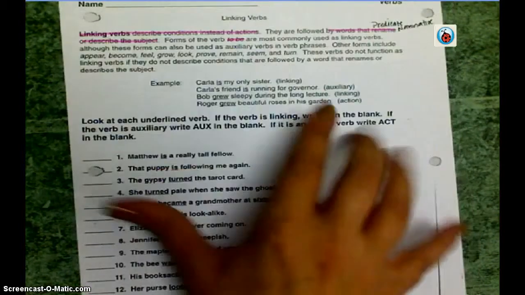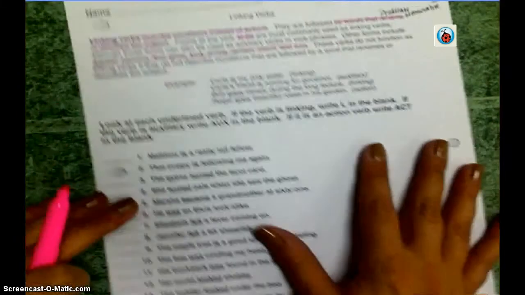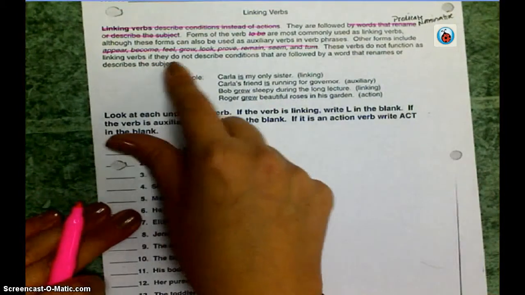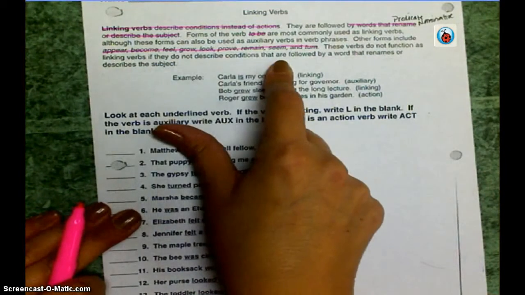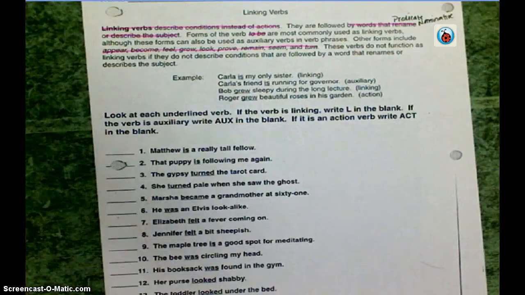Other forms include appear, become, feel, grow, look, prove, remain, seem, and turn. These verbs do not function as linking verbs if they do not describe conditions that are followed by a word that renames or describes the subject. For example, if I were to say, it appears that Susie is sick, right? Appears is our linking verb because it's describing that condition that we are seeing, okay?